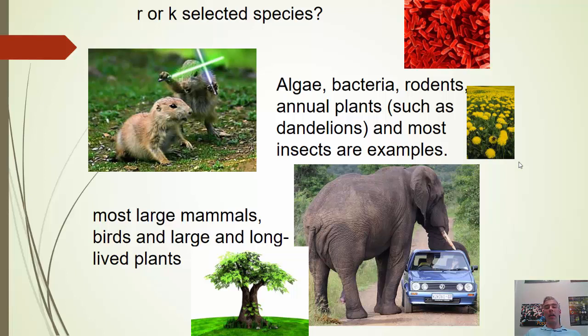How about an elephant? That is K-selected. There's not very many of them. They're very large. They thrive in more complex areas. Same thing with humans. They are also K-selected. Large trees, K-selected. How about these rodents? Rodents are more R-selected. It doesn't mean that they can't live in stable environments, they can, but they tend to be more dominant within unstable environments.